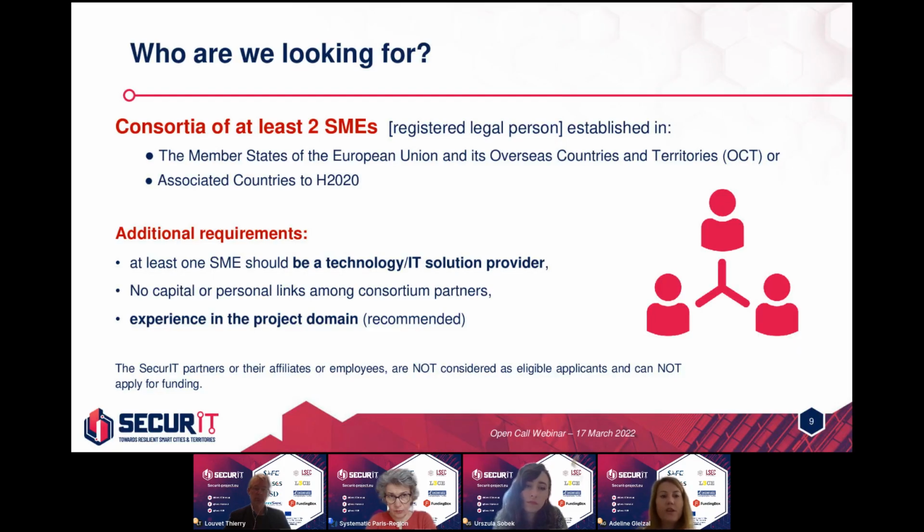We are looking for consortia of at least 2 SMEs. The SMEs must be based in one of the EU member states or in one of the countries associated to H2020. The full list of associated countries is available on the European Commission website. Regarding the additional requirements, we are looking for a consortium with at least 1 SME that is a technology or IT solution provider. There shouldn't be any capital or personal link between the consortium partners, and of course it's recommended that you have experience in the project domains.